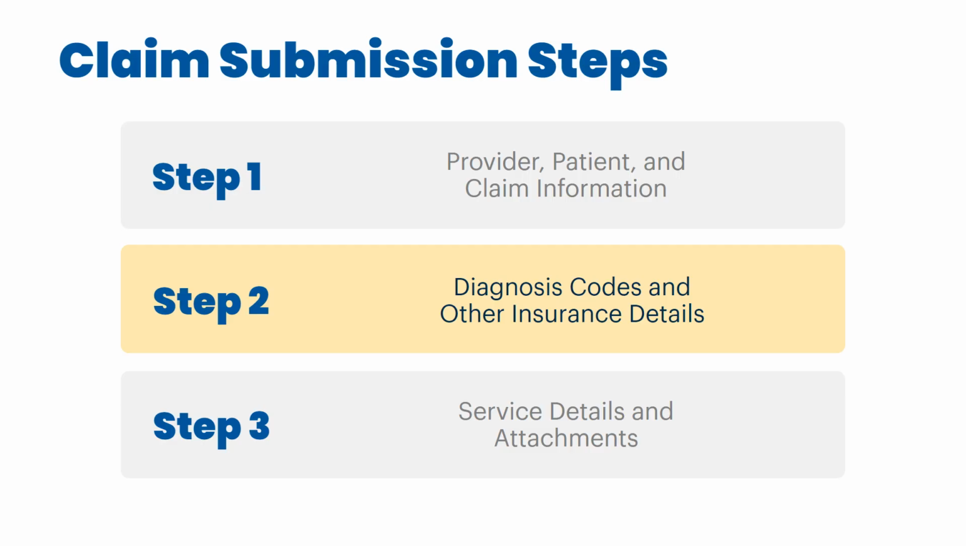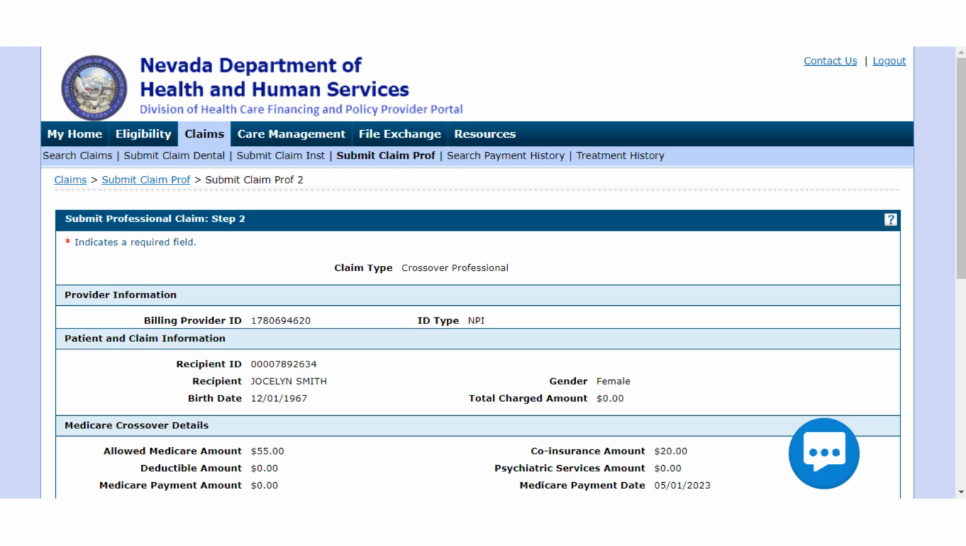There are no additional details required in Step 2 when submitting a professional crossover claim. You will complete Step 2 of the claim submission process the same as basic claim submission. However, on the Step 2 screen, you will have additional information displayed based on details provided in the last step.